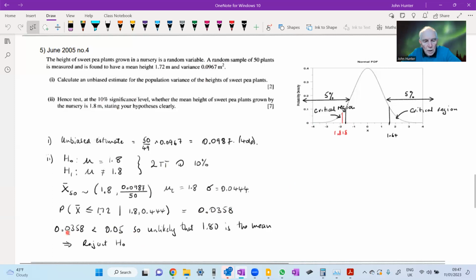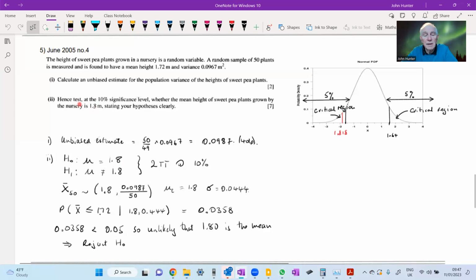Sorry about that. So yes, 0.0358 is less than that. So therefore, it's unlikely that 1.8 is the mean. So we're going to reject H0. Now, we're not saying anything in here as to what the mean actually is. There are different processes that we might use in order to determine that.